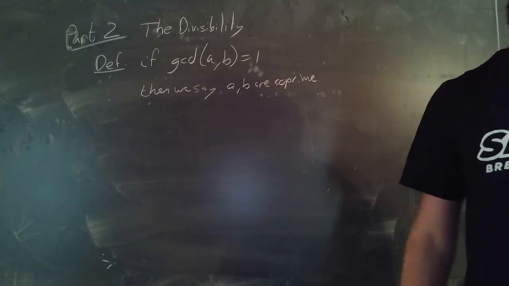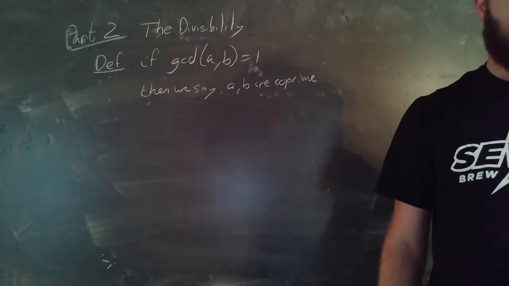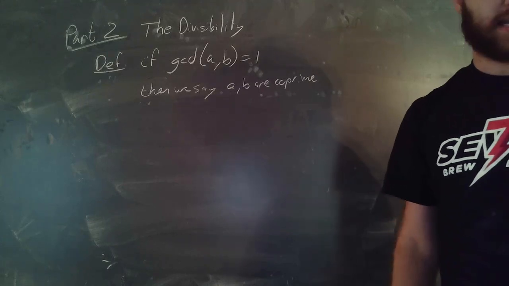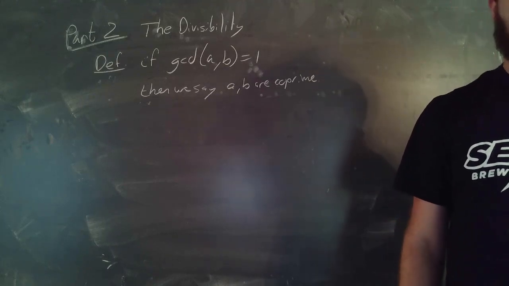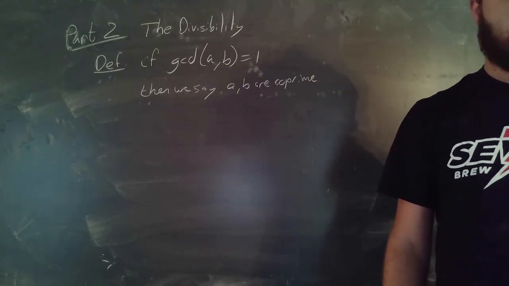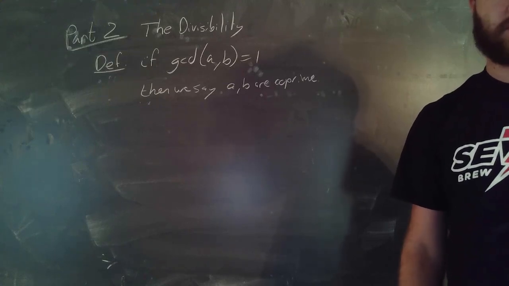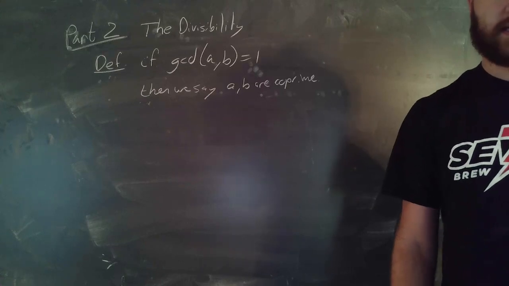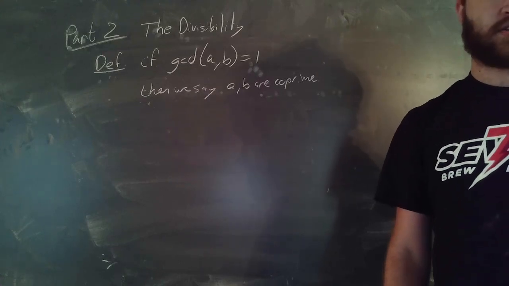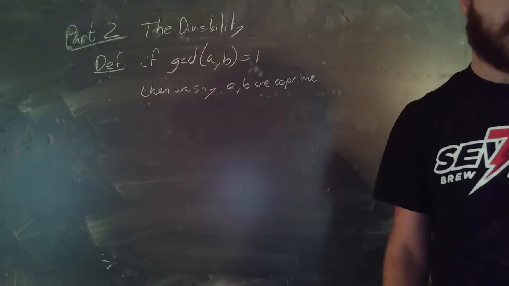Now, before focusing on Euclid's algorithm to find the greatest common divisor, we need to look at a definition of what coprimality means. Coprimality just means that if I have two numbers whose greatest common divisor is 1, then they are considered relatively prime to each other. In other words, they share no common factors.